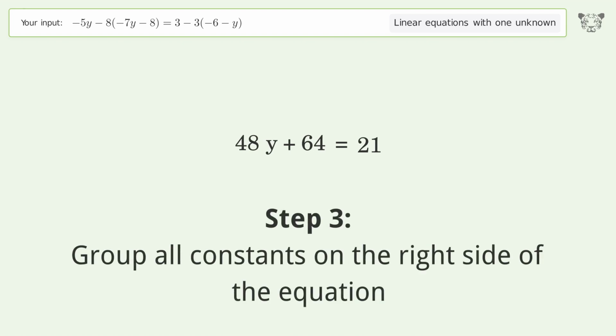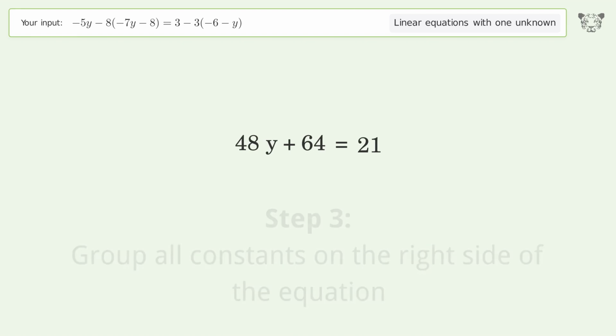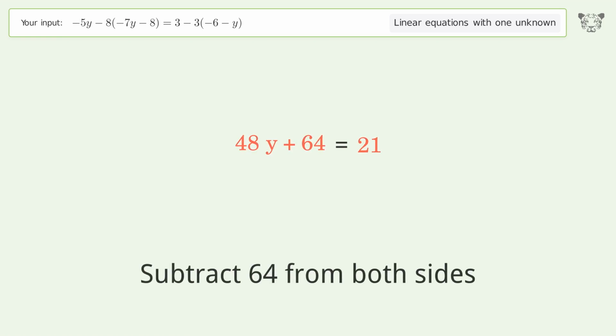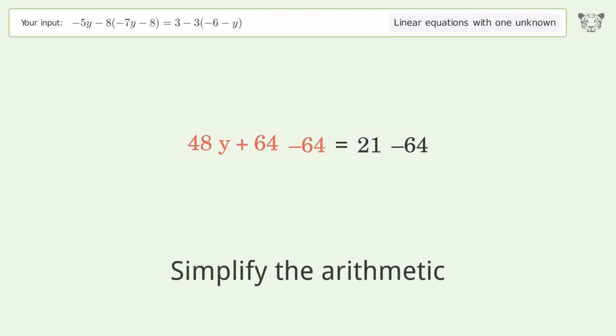Group all constants on the right side of the equation. Subtract 64 from both sides. Simplify the arithmetic.